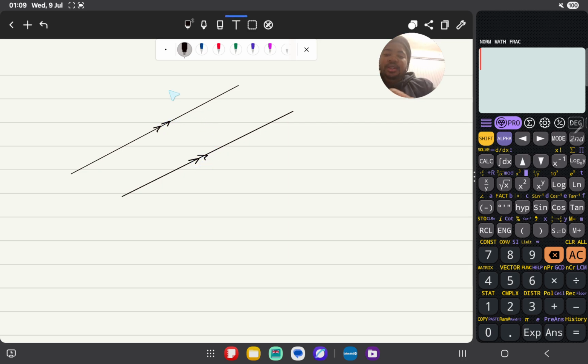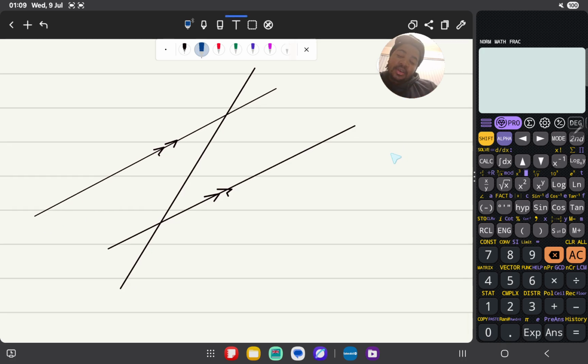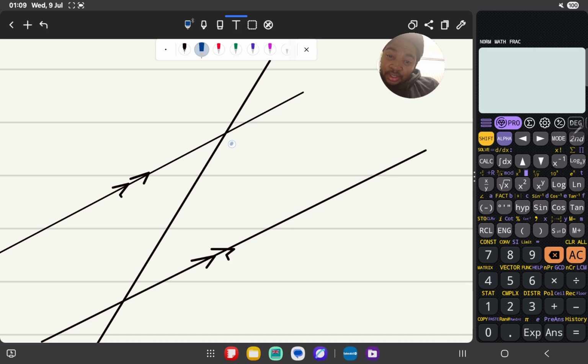right? And then I happen to get a straight line like this, and it doesn't matter even if the straight line is like this, right? Let me use this one, right? Here you have a couple of, right, so this is vertically opposite angles, right? So all the angles in blue, they are vertically opposite angles. You see this angle, vertically opposite angle.